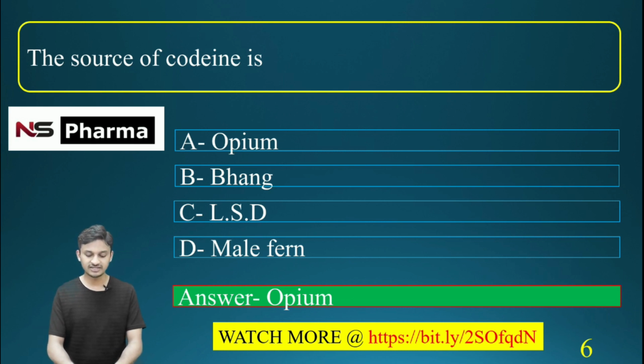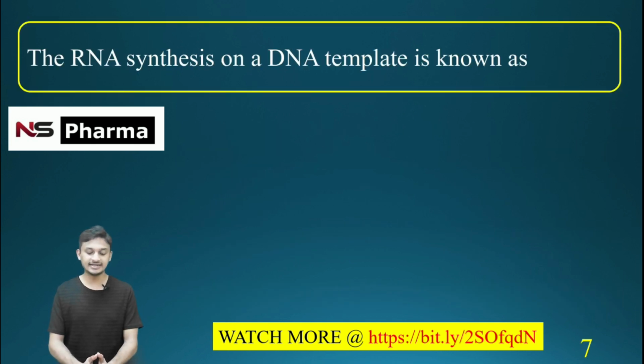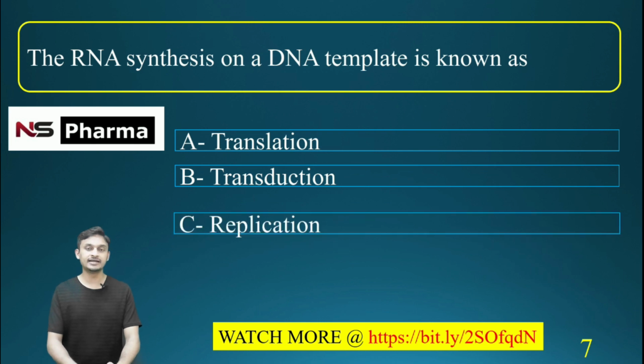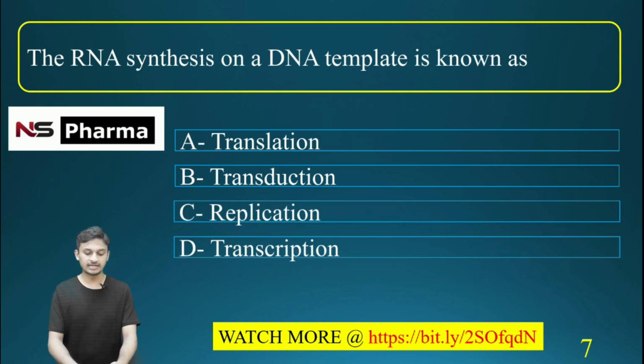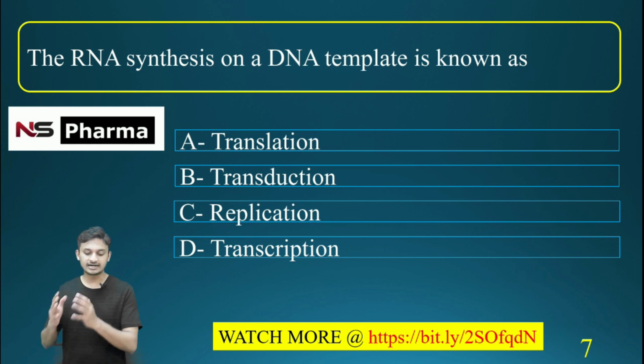Now we are moving to the 7th question. The RNA synthesis on a DNA template is known as. Options are option A translation, option B transduction, option C replication, option D transcription.